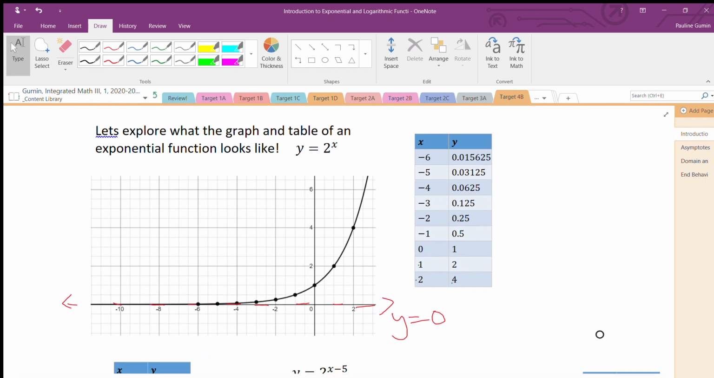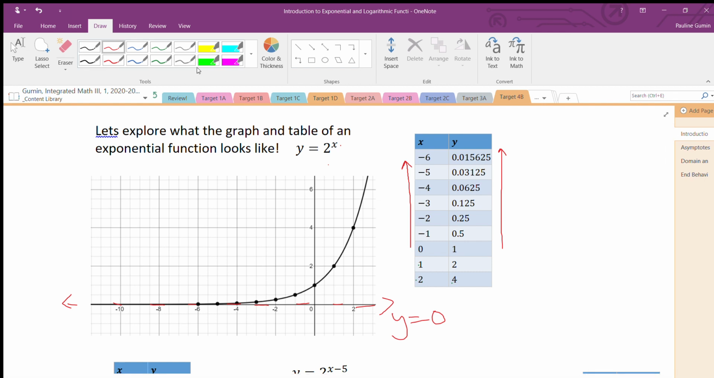And here's a table to prove it. As I'm getting smaller on my x's, my y's are getting smaller and smaller. And you can even try it out. Plug in an even smaller x, you'll get an even smaller y. But we will never reach 0. It is impossible to raise 2 to the power of anything to get 0. So we can get really close to 0, but never reach it, which is why y equals 0 is our asymptote.